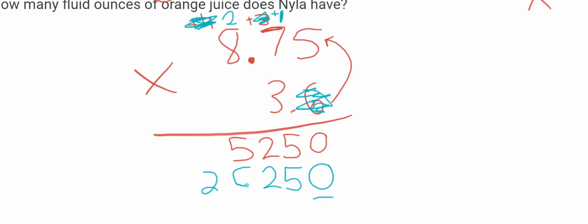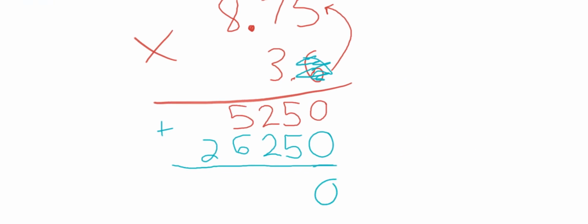Now I have my 2 partial products, so I have to add them up. So I know 0 plus 0 is 0. 5 plus 5 is 10. I put down my 0, carry my 1. 2 plus 2 is 4, plus 1 more is 5. 6 plus 5, 6 in my head, 7, 8, 9, 10, 11. Then 2 plus 1 is 3.